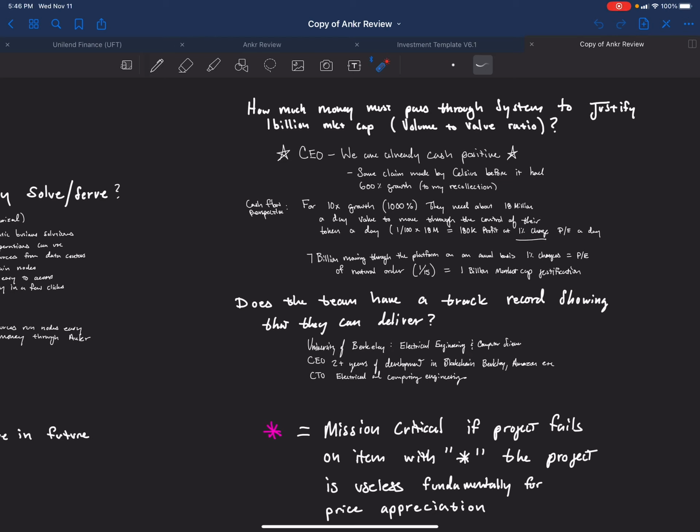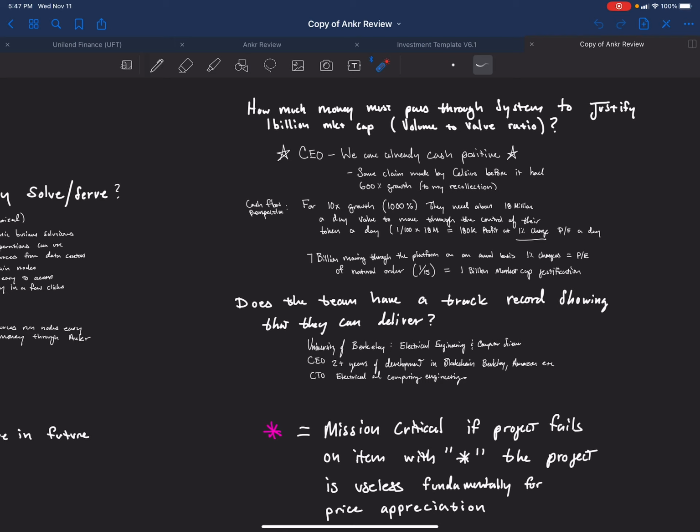So to justify a 10x from here, they need about 7 billion moving through the platform if they were to charge 1% fees, and if it was to go to the natural order of things, which is a P/E ratio of 1/15. So to justify a $1 billion market cap, they need about 7 billion moving through the platform. That can give you an idea of whether or not ANKR will be able to achieve such a thing.